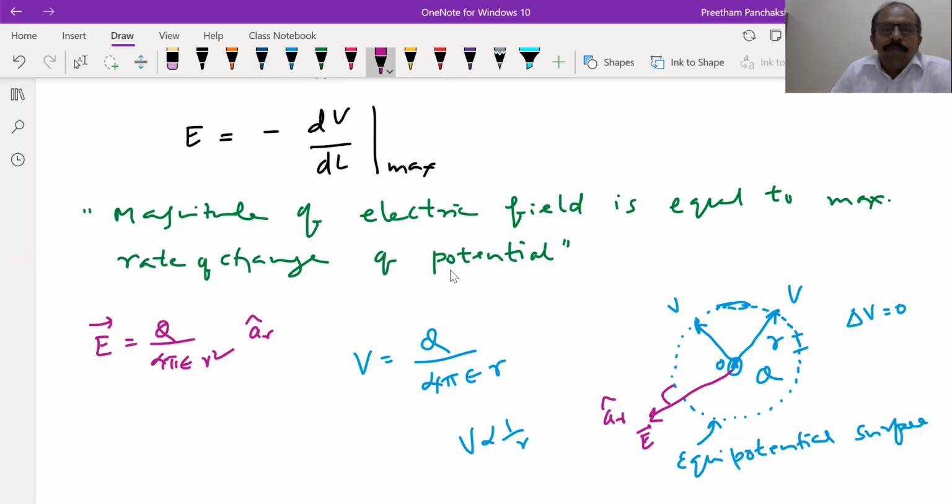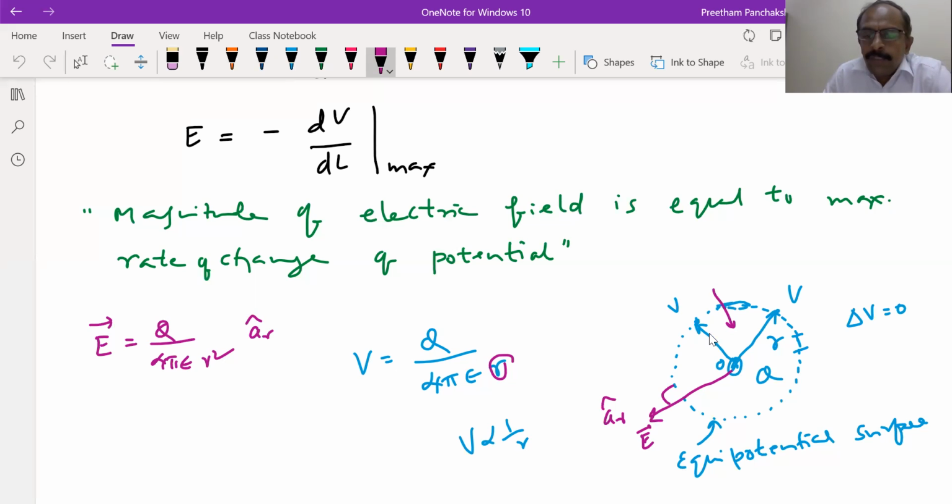Now, if we consider the potential, it is also changing with respect to R. As R increases, potential decreases. As R decreases, potential increases. So maximum change in the potential happens along the radius of the sphere. If R is kept constant, potential does not change.